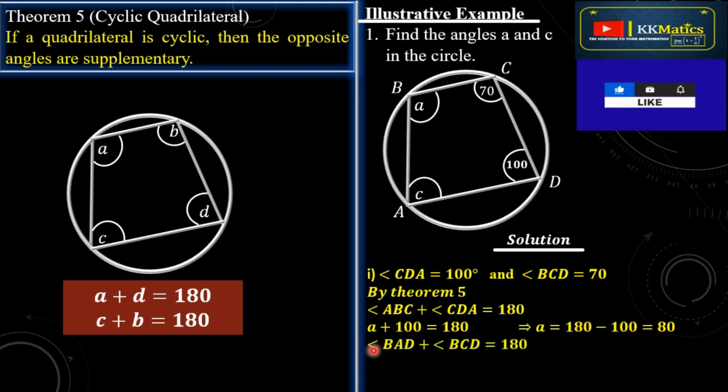And considering the other angle, of course, we're using theorem 5. So angle BAD plus angle BCD is equal to 180. For angle BAD, remember the middle letter, which is C. So C plus 70 equals 180 degrees. We find our C by taking 70 to the right hand side, and that leads us to 110 degrees. And we are done with this example.